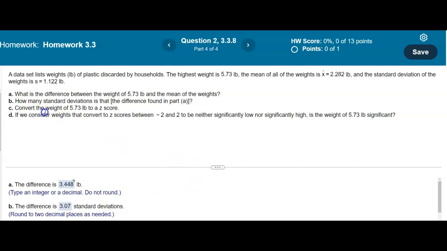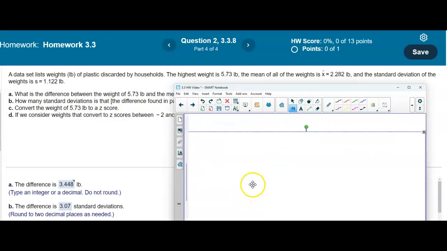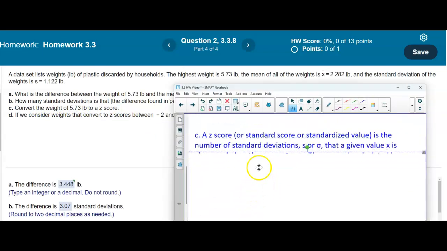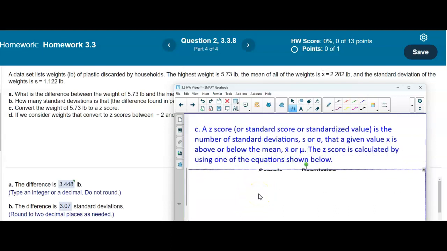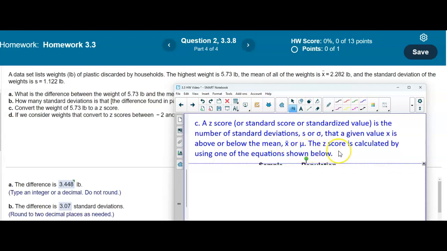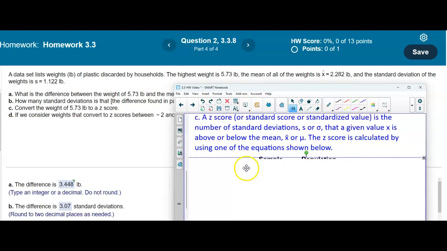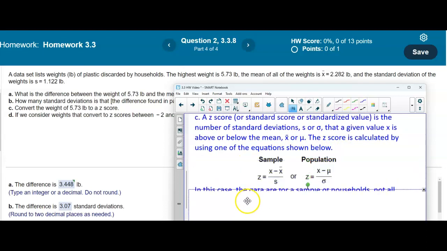Now in part C it says convert the weight of 5.73 pounds to a z-score. Okay, so a z-score or standard score or standardized value is the number of standard deviations, whether it's a sample standard deviation or population standard deviation, that a given value x is above or below the mean, whether it's a sample mean or population mean. The z-score is calculated by using one of the equations shown below. So we have to decide whether it's a sample or population.